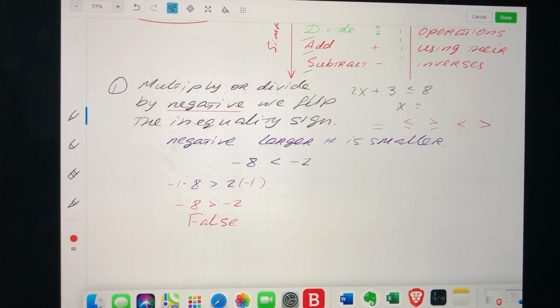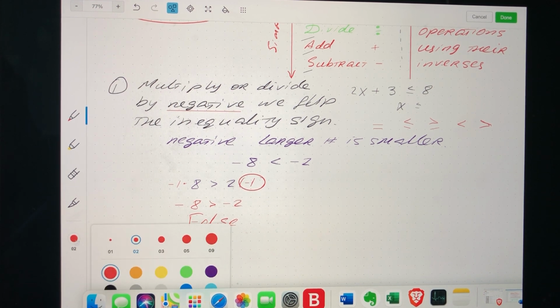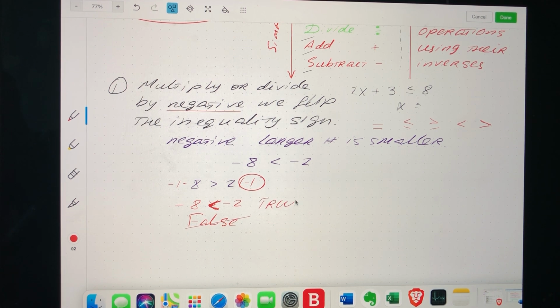That is not true. So we have multiplied both sides by -1, which we should be able to do, and then the result is not true anymore. And so to fix it, each time we multiply by a negative, we actually flip the inequality sign and change it to its opposite. So if we change it to -8 less than -2, then it becomes true. And so that is the reason for flipping the inequality sign each time we multiply or divide by a negative.